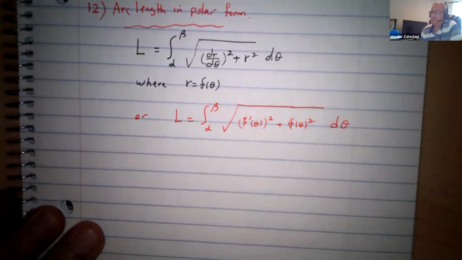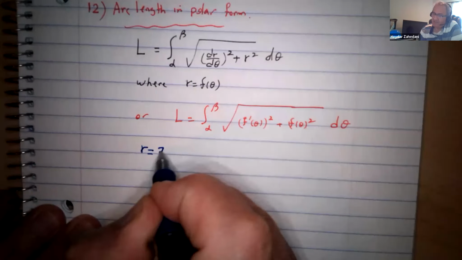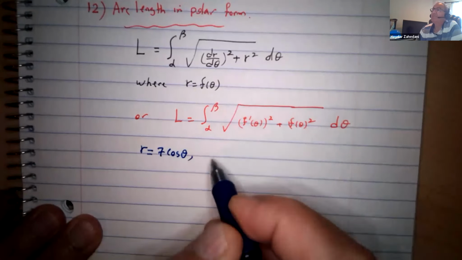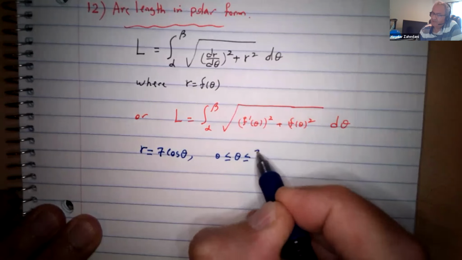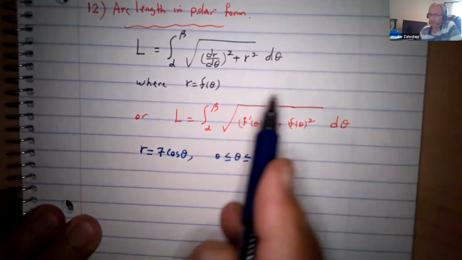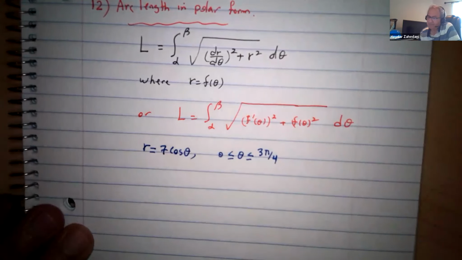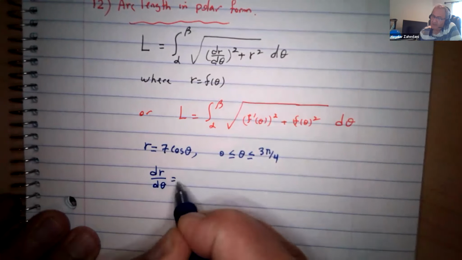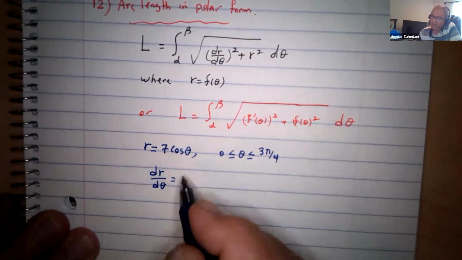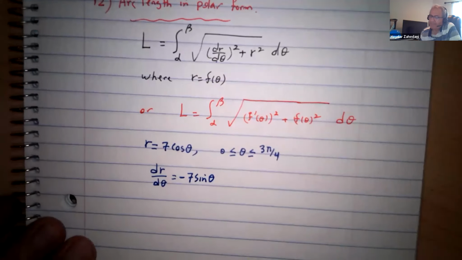So in this case, r is equal to 7 times cosine of theta, and theta is between 0 and 3π/4. You have the formula, substitute. You need to find the dr/d theta first, the derivative. 7 is a number, you have a cosine, so negative 7 sine of theta. That's it. Go back and substitute to get these numbers.